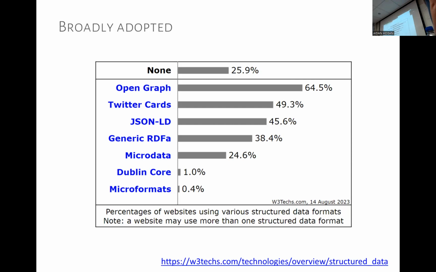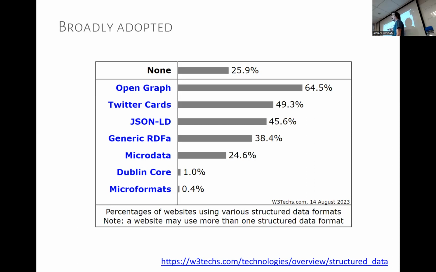So this is a list by W3Techs. This is a list of different data formats that are used within different websites, embedded into web pages. So we get the percentage of websites that are using these different structured formats. At the top, we have Open Graph.